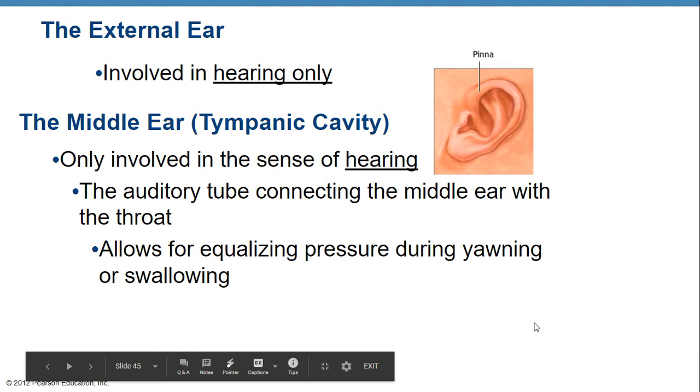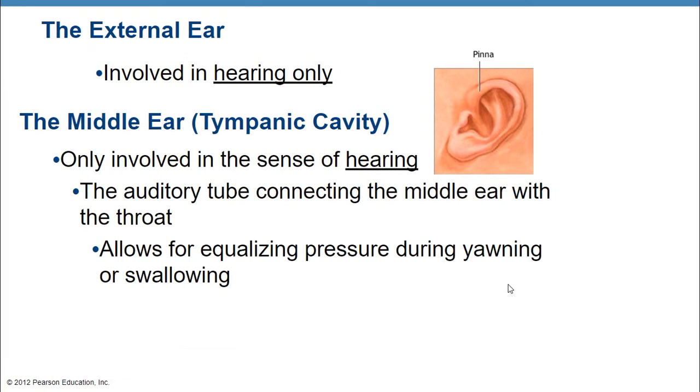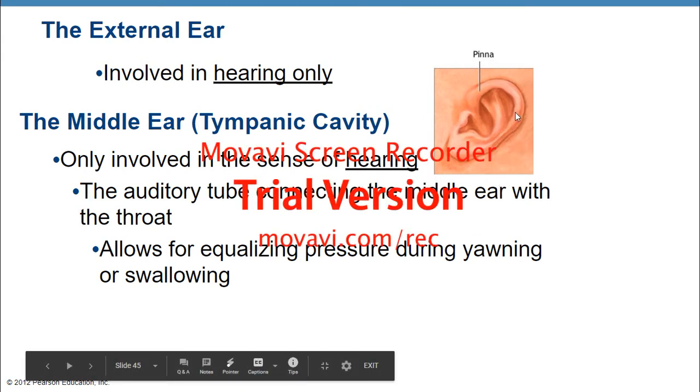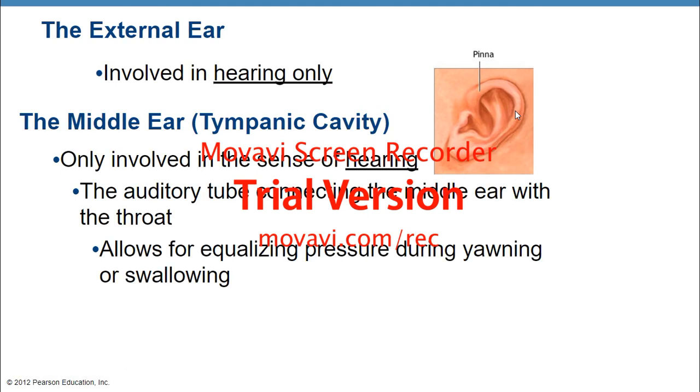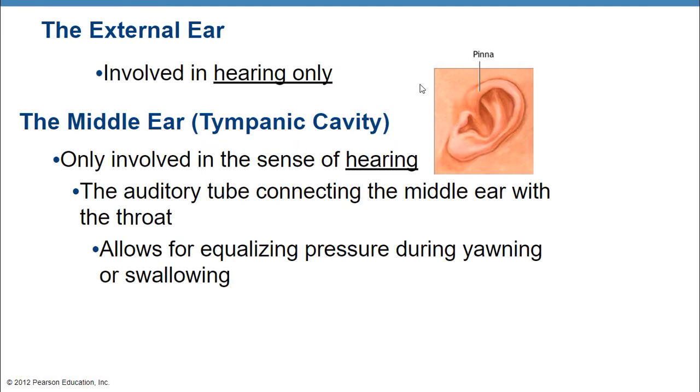So the external ear, like I said, is made out of elastic cartilage, the auricle, and is involved in hearing only. The middle ear, the tympanic cavity, is also involved in hearing only.